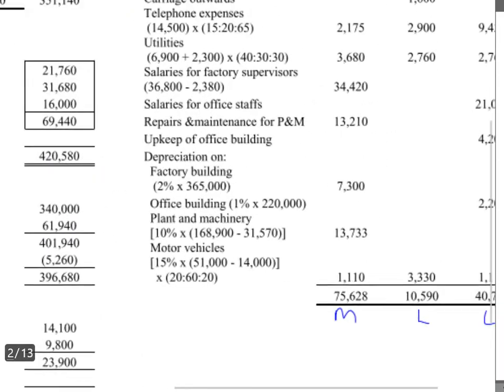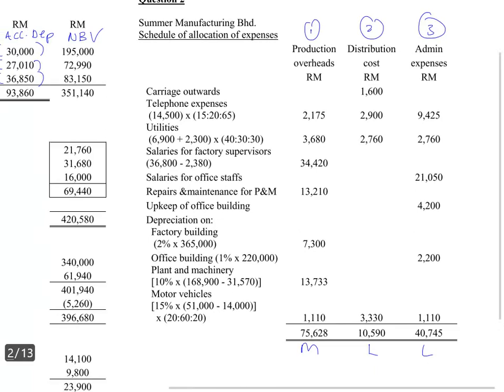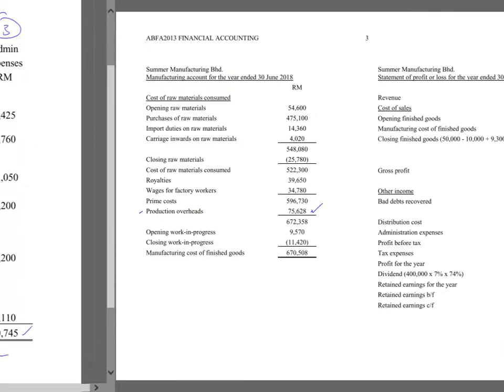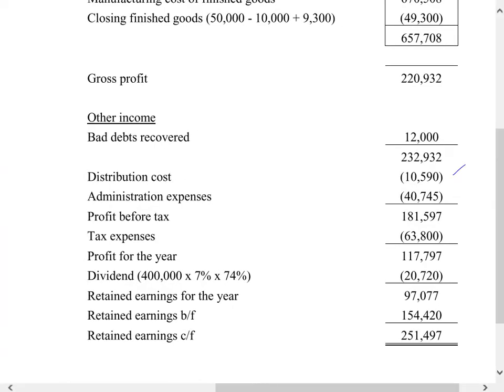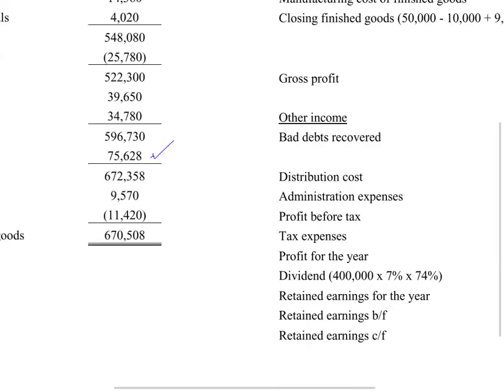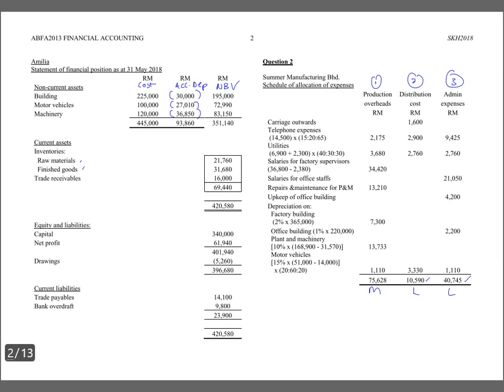Over here, my distribution, I got 1, 2, 3 items. Total is 10. Total is 40. 10 and 40, distribution and admin. If you look at the answer here, distribution is 10, admin is 40. Don't show individual, show total. Because the individual is already in your working. Clear? So our marks will be mostly from our working here.